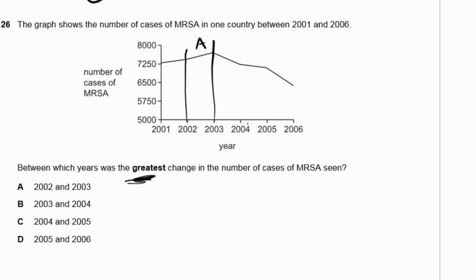Between 2003 and 2004, this is B. It's more steep than it was in A. 2004, 2005, it's less steep than B. And 2005 and 2006, it is the steepest. So D. So the answer here is D, as this line here is the steepest of all of those lines.